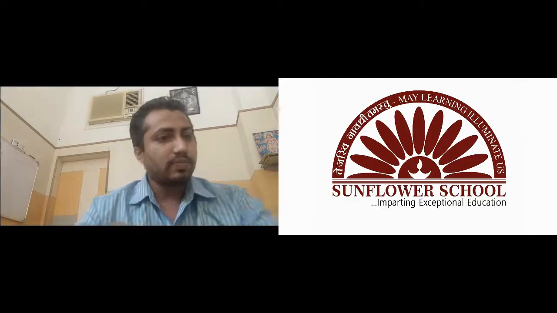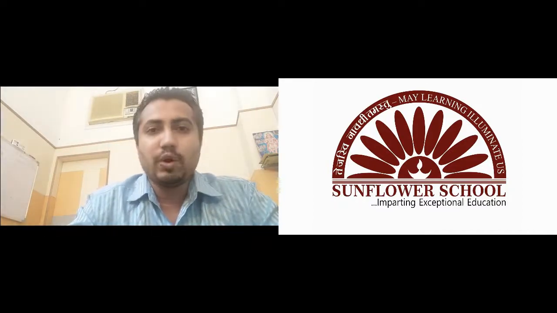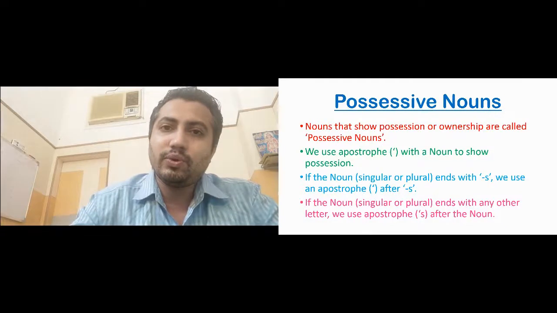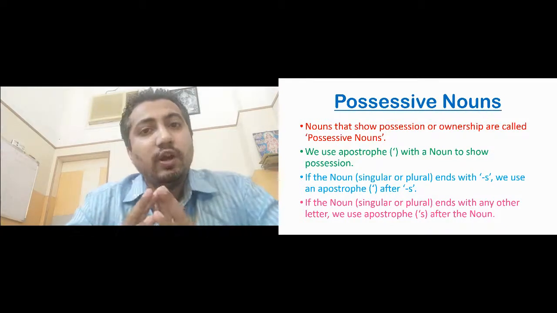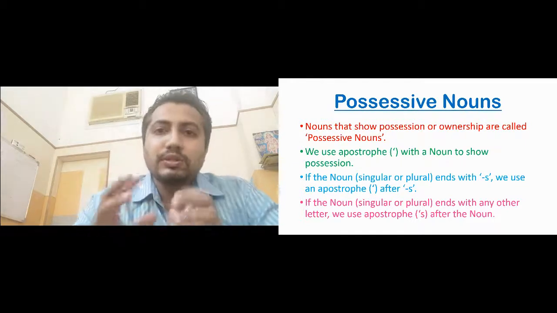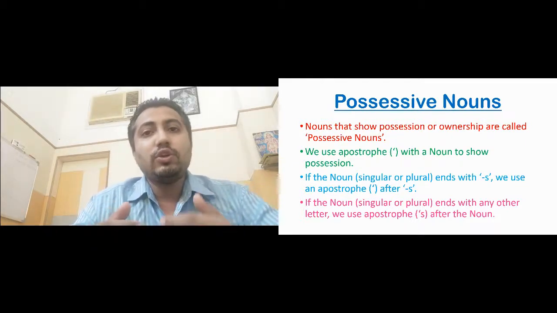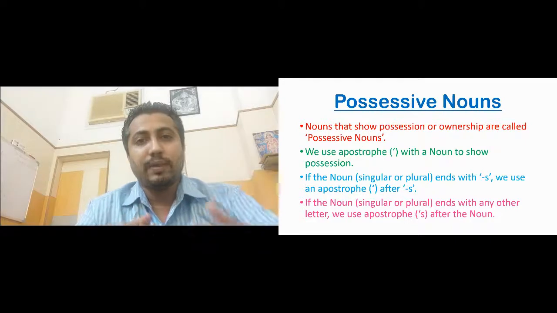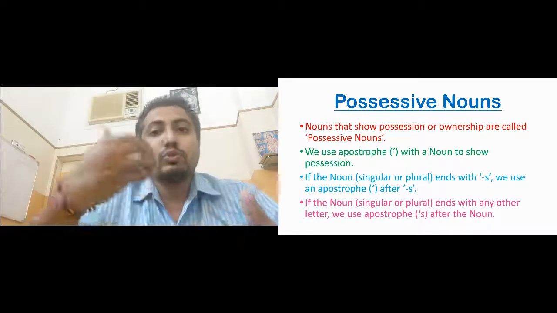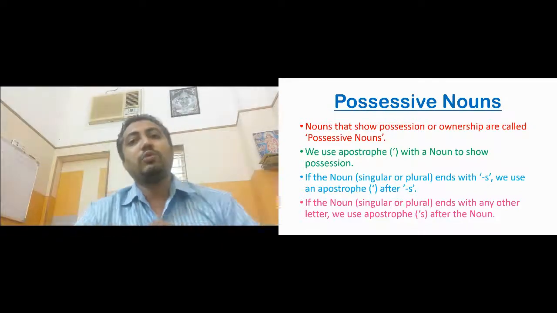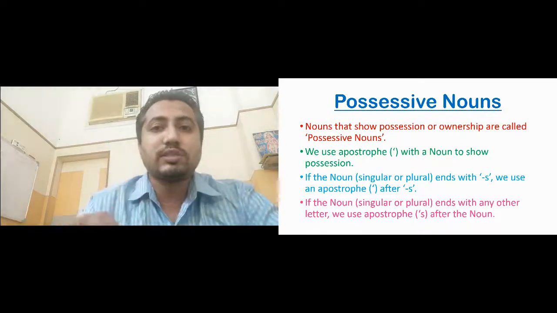At the right time. Okay, students, today we will be starting with a new topic, that is possessive nouns. Okay, what is possessive nouns? Let us try to understand what is possessive nouns. Possessive nouns is showing ownership, that something belongs to somebody. Okay, something belongs to somebody, this we have to show. So this we will show by using possessive nouns.